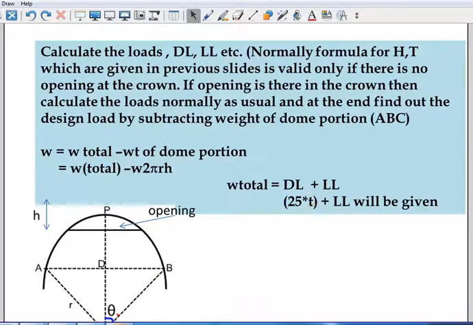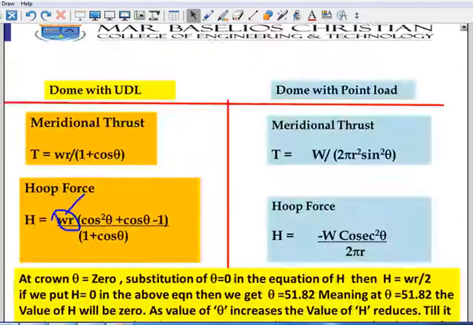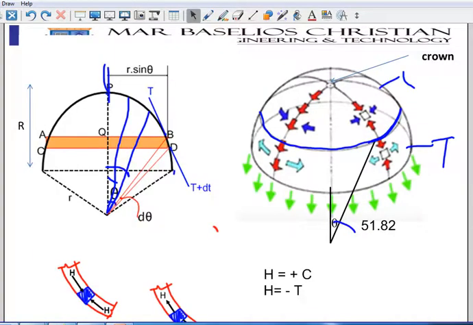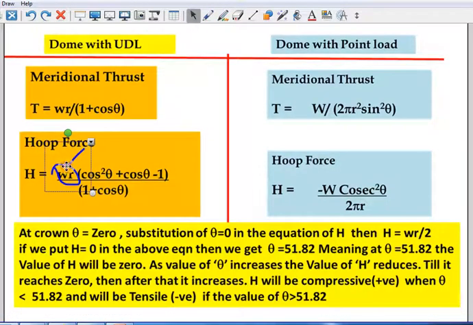Here you should remember one thing. We have seen in the last class the formulas for finding out H and T. All those formulas are applicable only when the dome doesn't have any opening at the top. I repeat, these formulas are applicable only when the dome doesn't have any opening at the top.